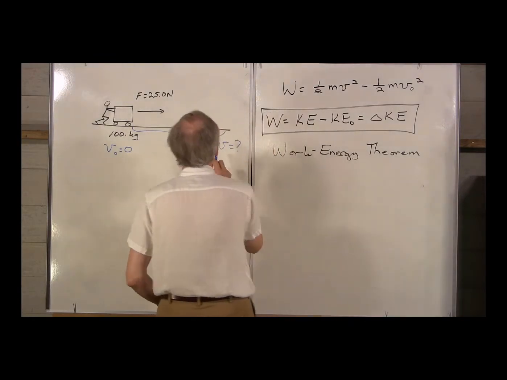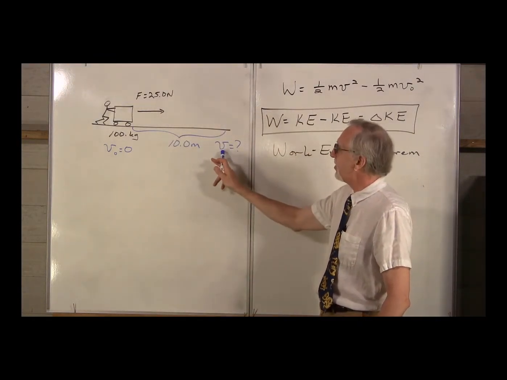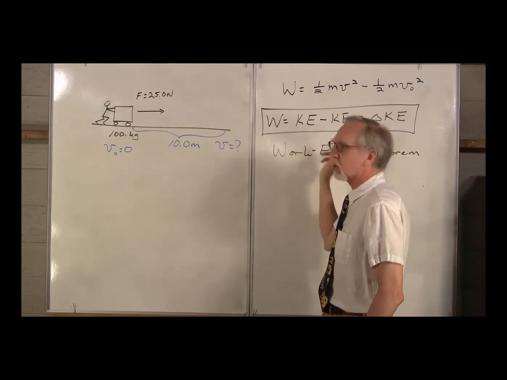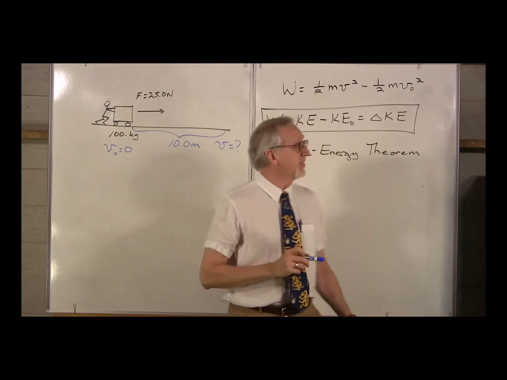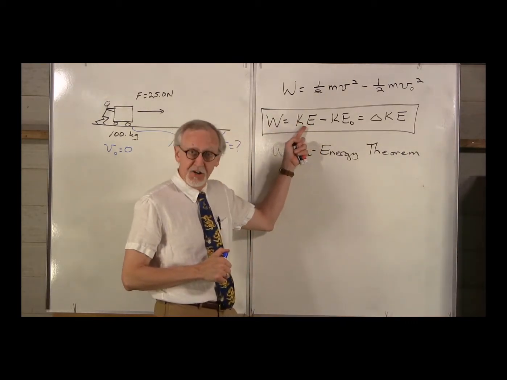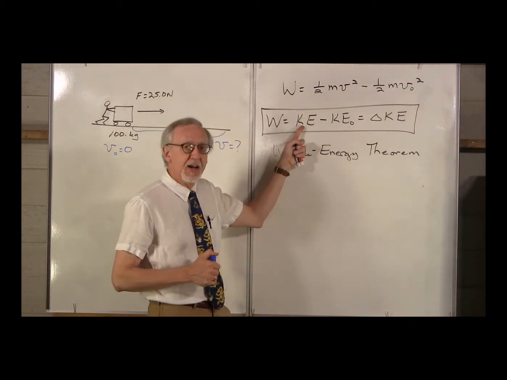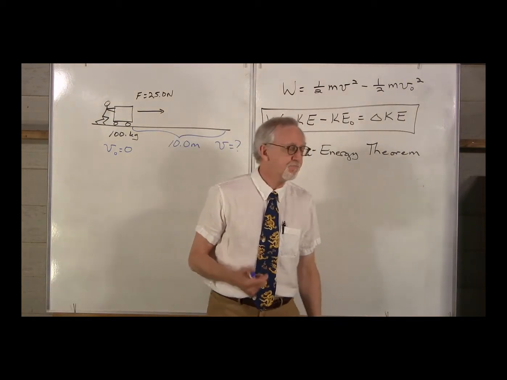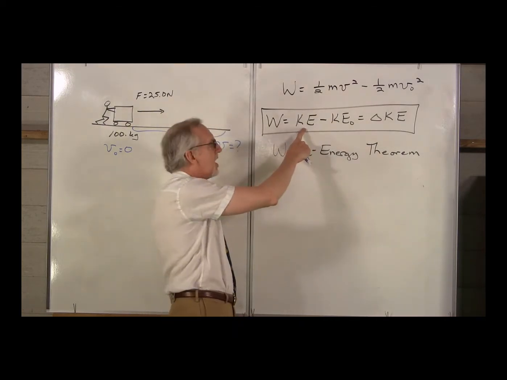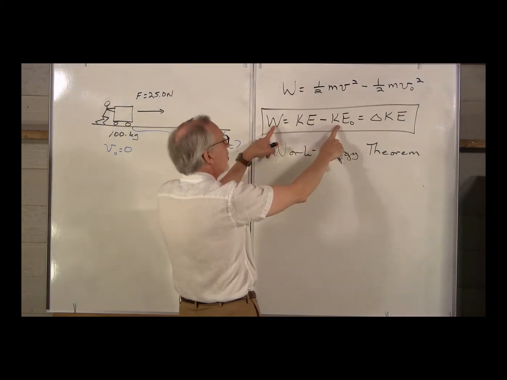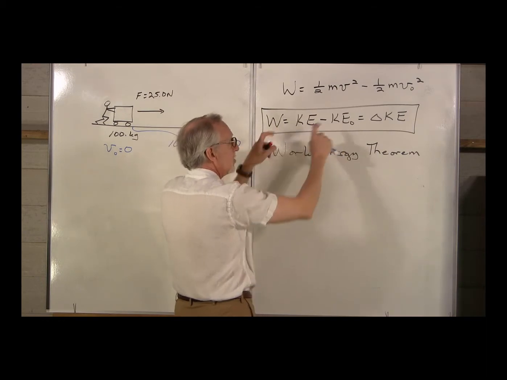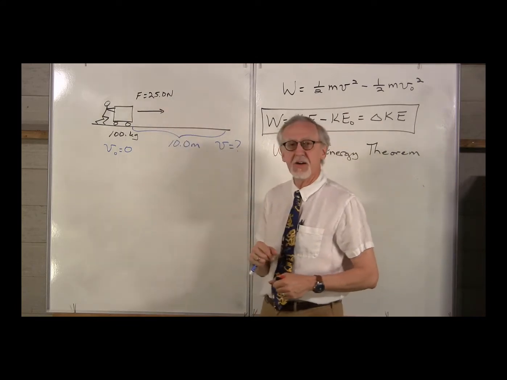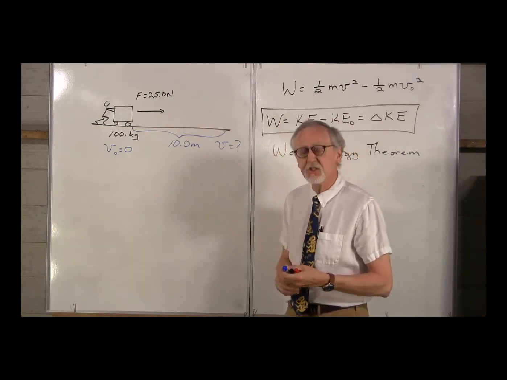So what do we know? Well, let's think about this. We want the final velocity. Where is the final velocity in the work-energy theorem? The final velocity is in the final kinetic energy. So if we could find the final kinetic energy, we'd be able to solve that for the final velocity. To find the final kinetic energy, we need the work and the initial kinetic energy. We can find the initial kinetic energy, and we can find the work, the net work done on the object. So let's do it like that.